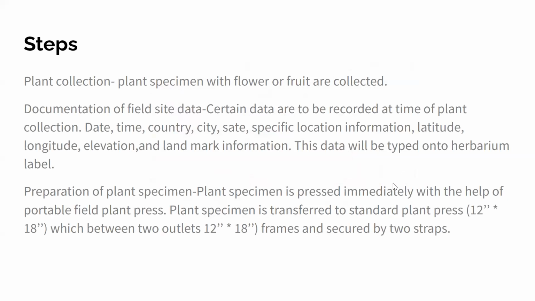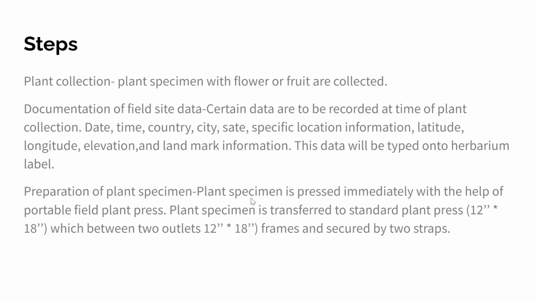Okay, see what are the steps involved. Step one, plant specimens with fruits or flowers are collected. Documentation of the field data. Certain data are to be recorded at the time of collection. What are the data? Date, time, country, city, state, specific location information, latitude, longitude, elevation, and landmark information. This data must be typed onto a herbarium label.